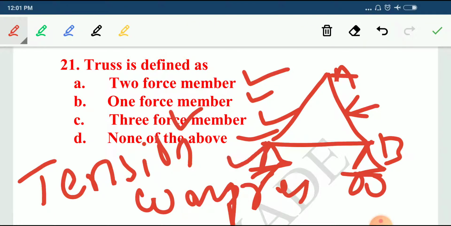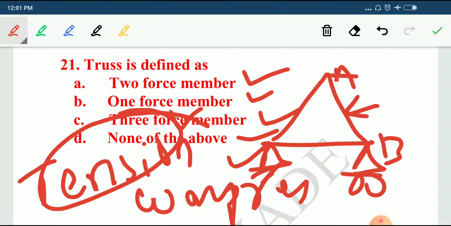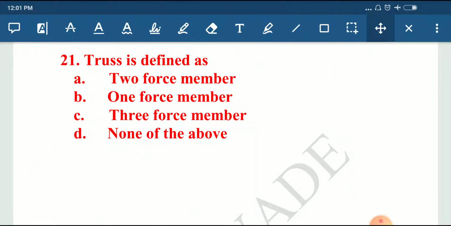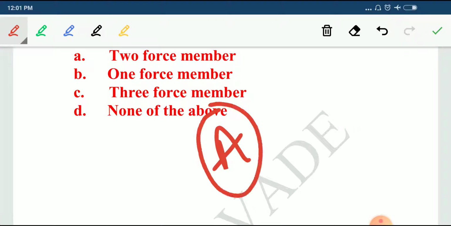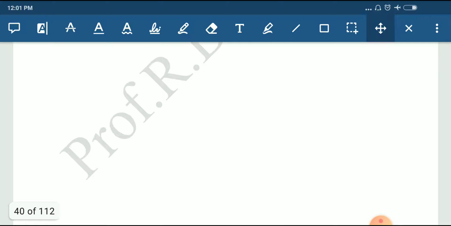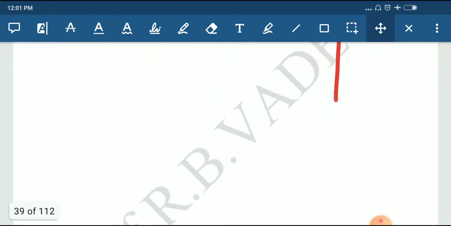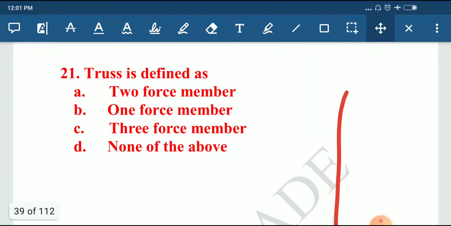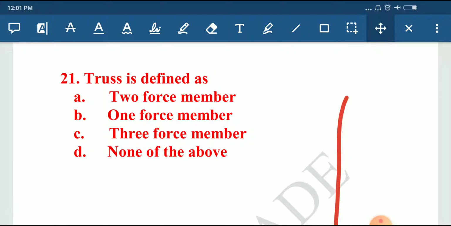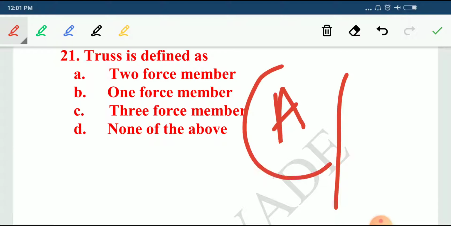One of the two can exist. That's why it is called a two-force member. Tension can exist, otherwise compression can exist. That's why it is called a two-force member. Okay, truss is defined as a two-force member. So which is the correct answer? A is the correct answer. Okay, we will go for the next. So A is the correct answer. Okay, take a note: truss is a two-force member.